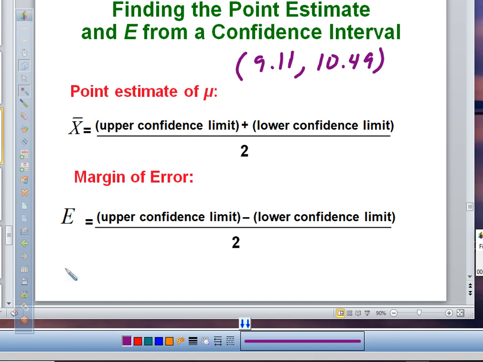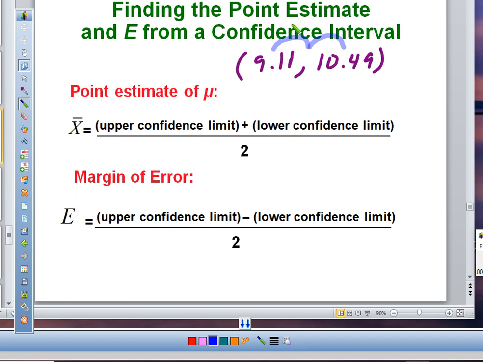And we also know that our margin of error, from this spot to this spot, goes to the middle, to x bar, and then back out to this one. This is an error, this is another error. So it's two errors to get from here to here. So we can just subtract them, take this one, subtract that one, divide by 2 to get our error. Or once you find the x bar, you can just subtract that from this one, or subtract this one from it, to find the error as well. Same exact thing as we did with the proportions.